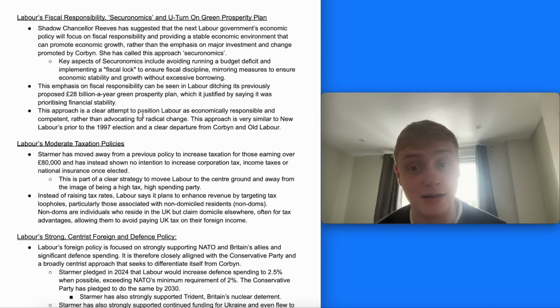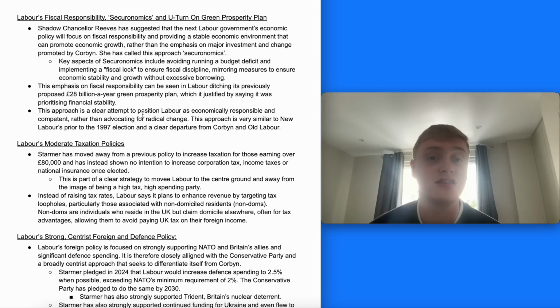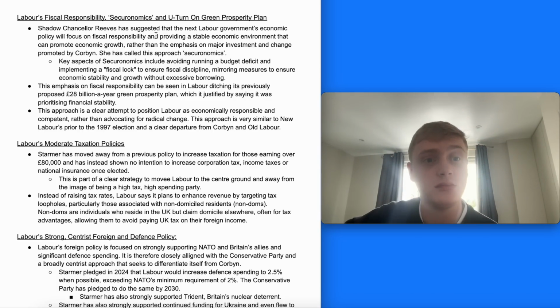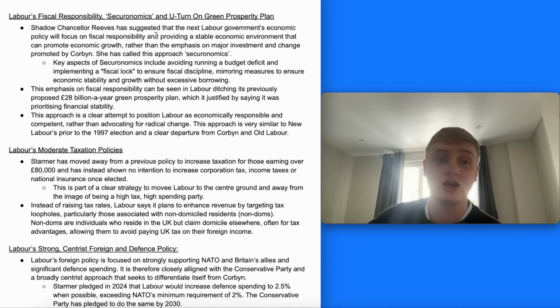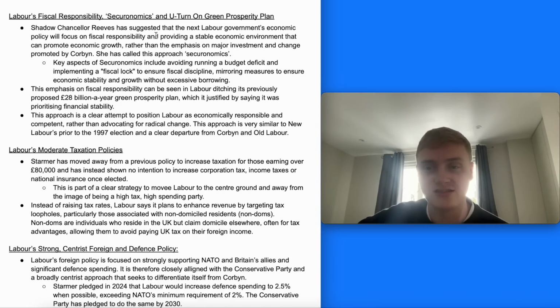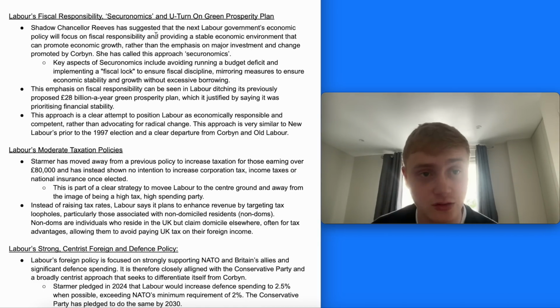Okay, so the next example we're going to have a look at is a couple of Labour's recent economic policies. Firstly, they're focused on securonomics and fiscal responsibility, the ditching of the Green Prosperity Plan, and also their moderate taxation policies. The first thing we want to look at is Shadow Chancellor Rachel Reeves, and Starmer and the leadership in general, who have really sought to place a real emphasis on the fact that Labour will be fiscally responsible when they come into the next government. So they'd be really pro-business, and rather than the major investment and change promoted by Corbyn, they're really focusing on competence and stability in the economy.